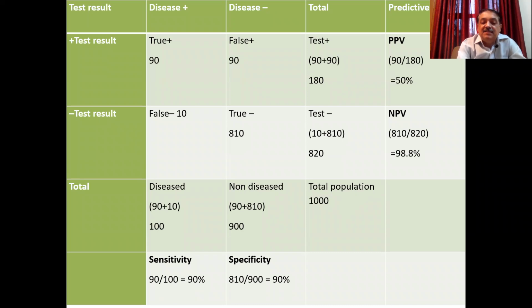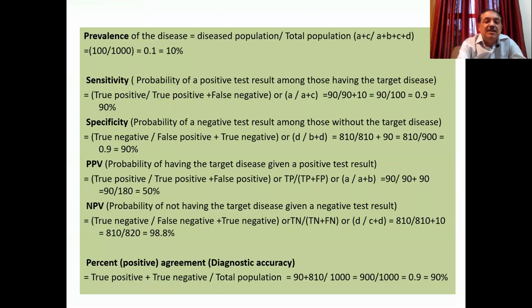When prevalence is 10%. Here I've already explained that 100 out of 1000 people are the diseased population. Sensitivity we have assumed 90%. That means 90 true positive out of true positive and false negative. Specificity is about the true negative out of true negative as well as false positive, 90%.